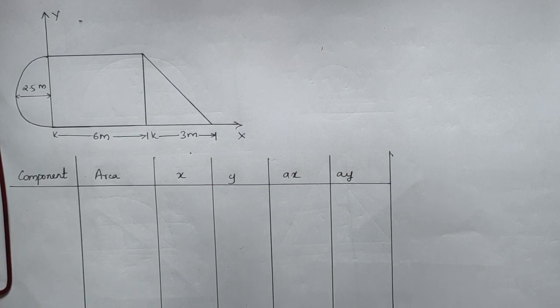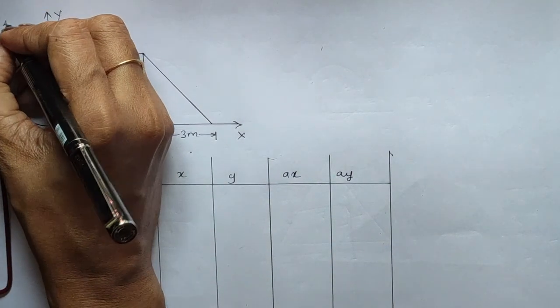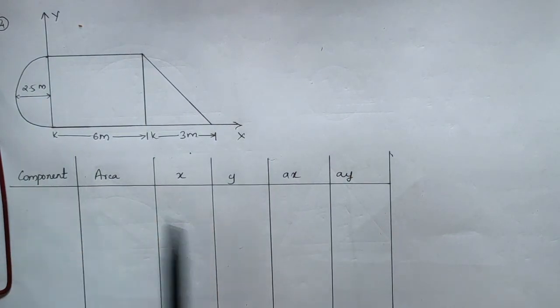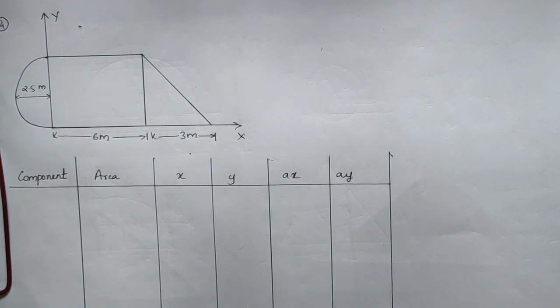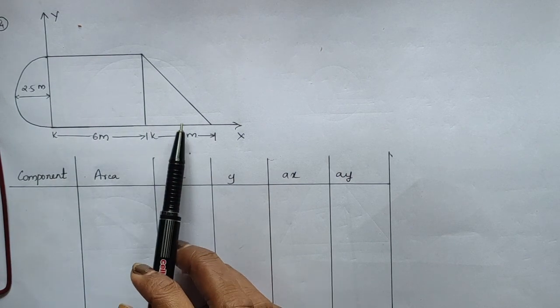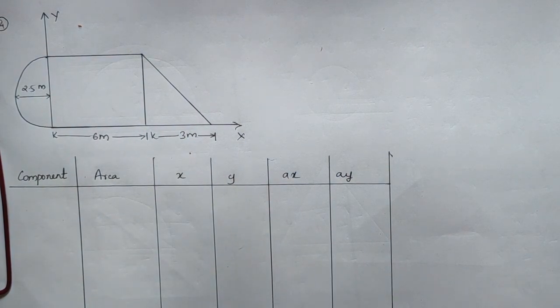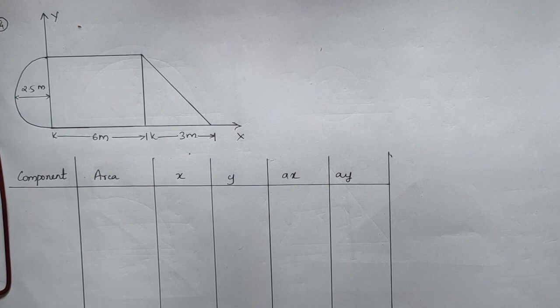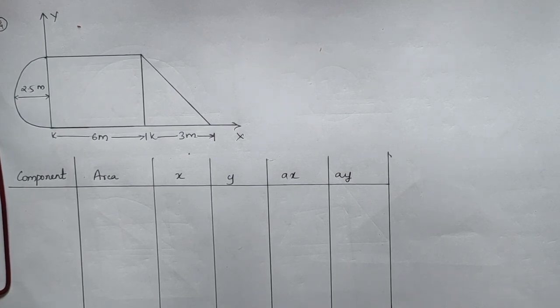Problem number 4. The question is again the same question: determine the centroid of the given figure. A figure is given in which you have a semicircle, a rectangle and a triangle. The axis is already given in the question, which means we need to determine the centroid of the figure with respect to the given axis. As you can see, there is an x-axis and y-axis given there.